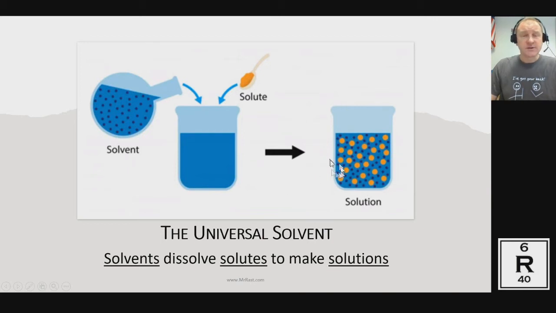So just a refresher, something that dissolves something else, the thing that's dissolving is the solvent, and what gets dissolved is the solute. And when you have a solvent with a solute mixed together, these are called solutions. Water is considered the universal solvent because although you could dissolve something with anything, water is the vast majority of the solvent in solutions.